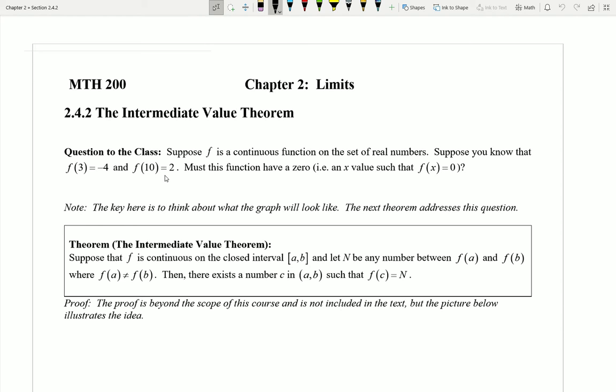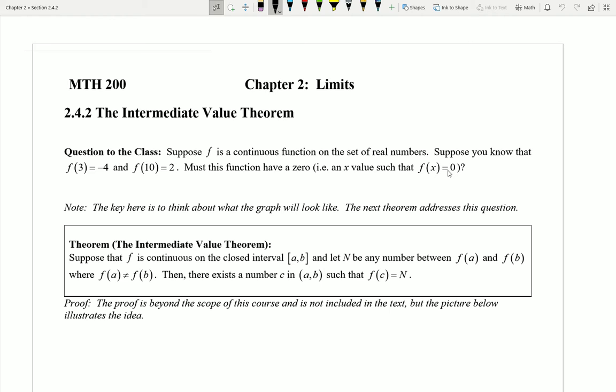Now, I don't know anything else about the function except that it's all connected. I don't know if it's a linear function or a quadratic function. It could be none of those. It could be like a horrible piecewise function. I have no idea. But here's a question. Must this function have a 0? That is, is there an x value so that I can plug an x into the function and get 0 back?